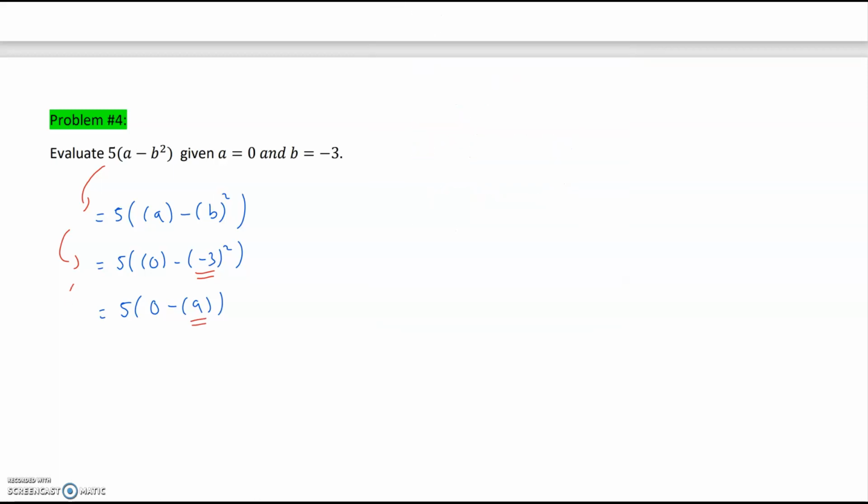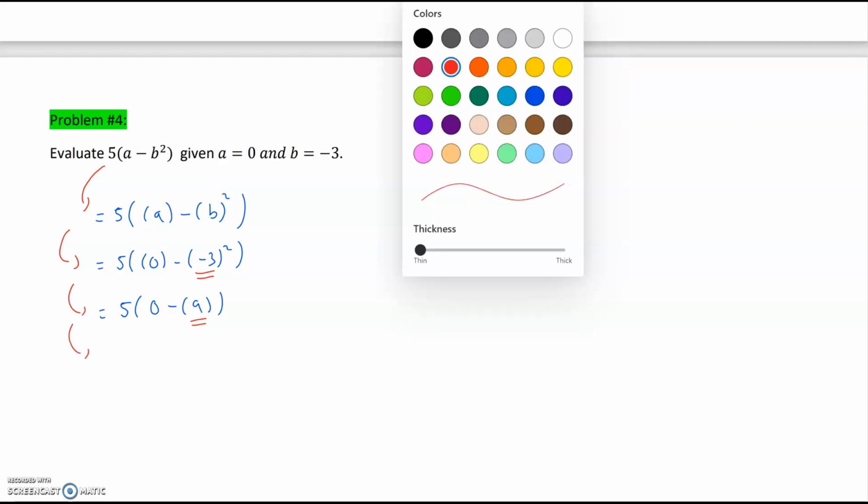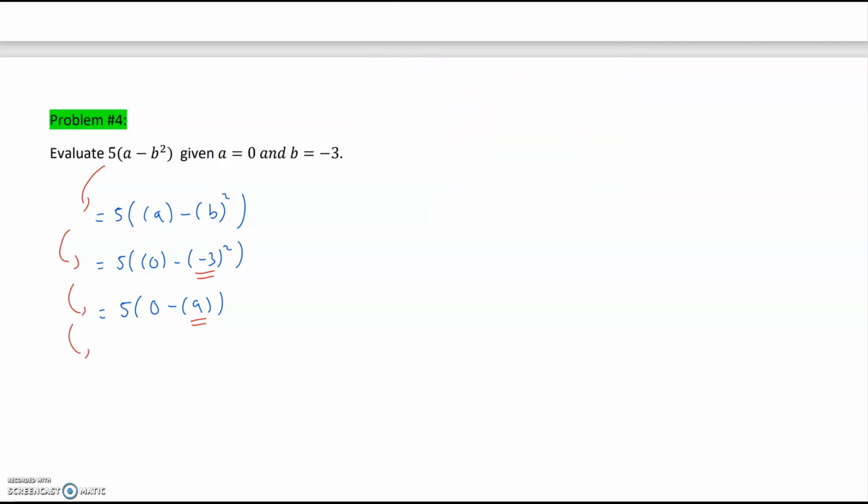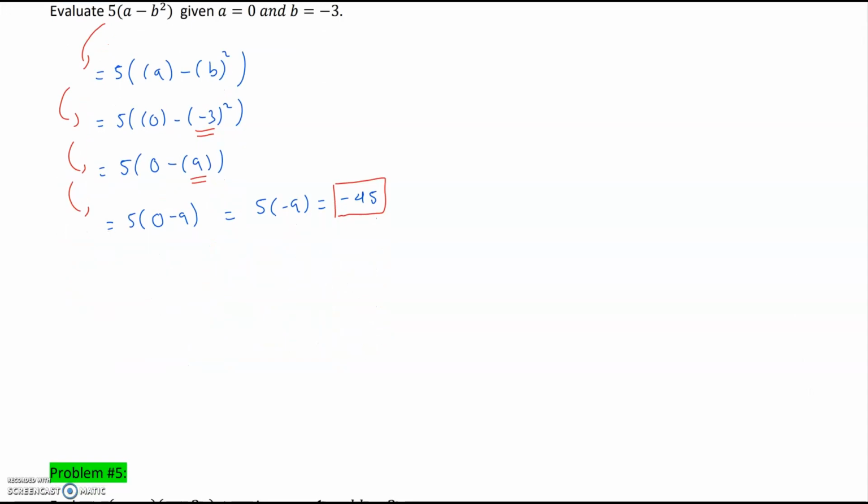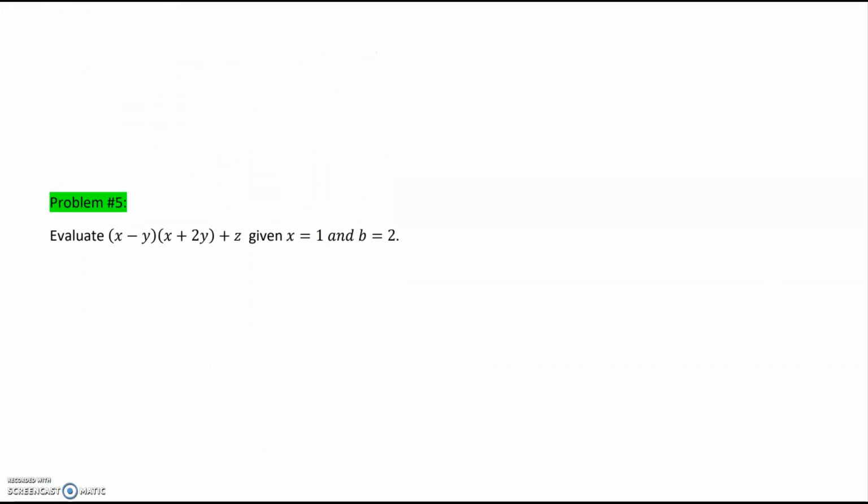Next, let me drop the parentheses, and this is equivalent to 5 times, well, just 0 minus 9, or 5 times -9, or in this case, -45. That's our final answer, and that's actually it for 4. Let's move on to 5.